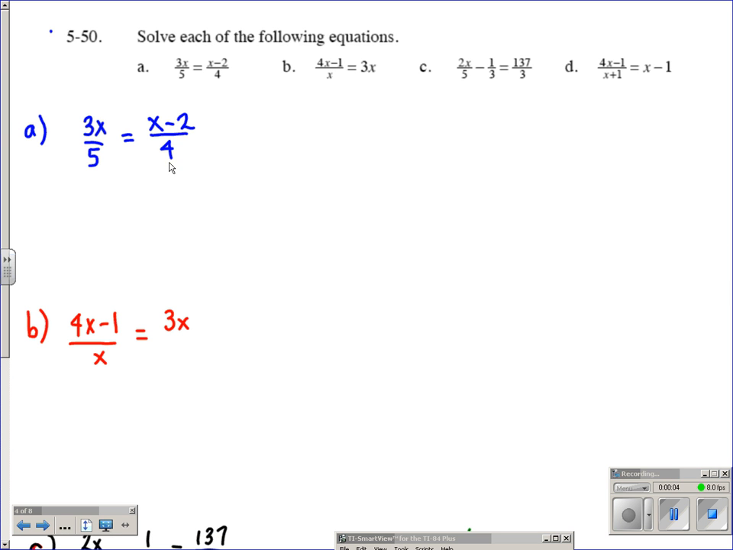Problem 550. Solve each of the following equations. Letter A, 3x over 5 equals x minus 2 over 4. Now there's a variety of ways to solve some of these equations.